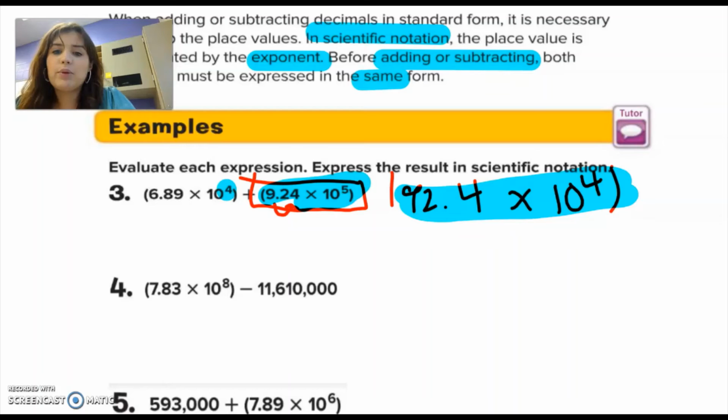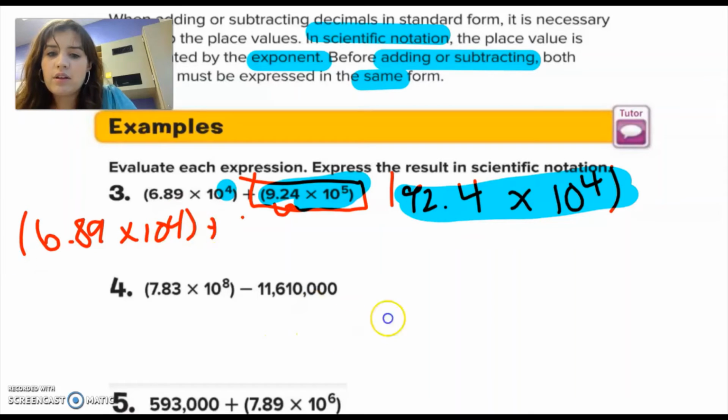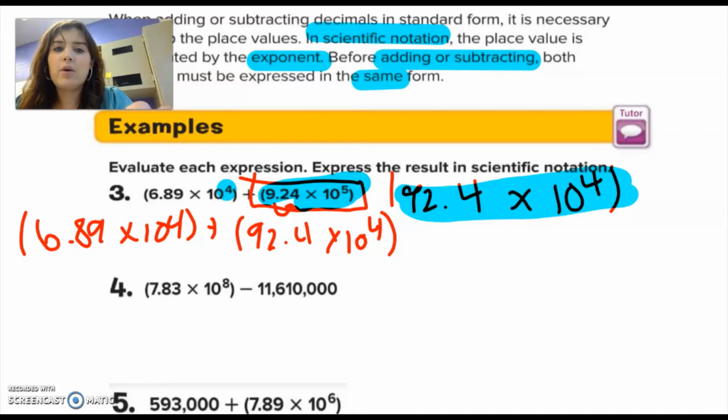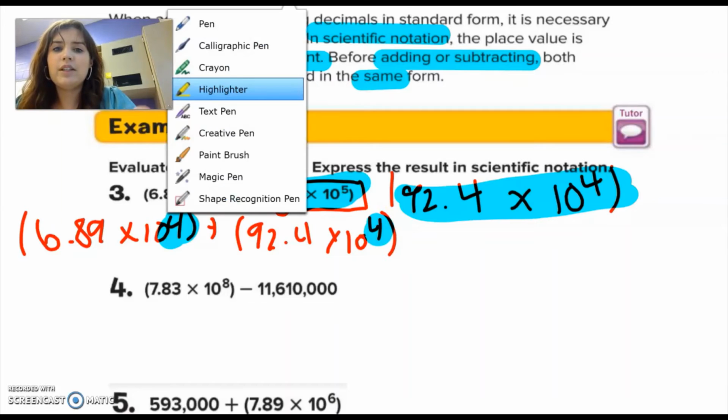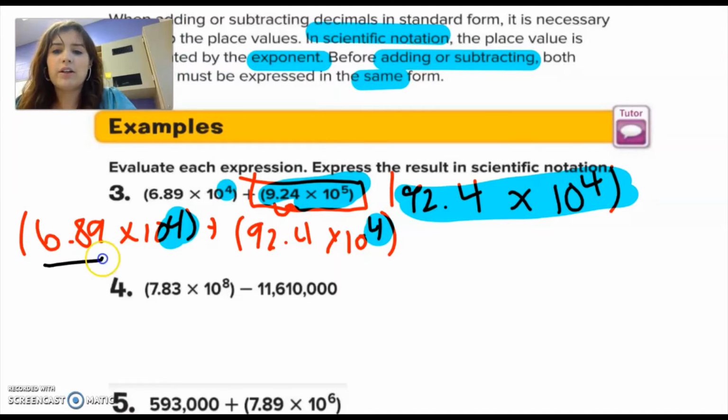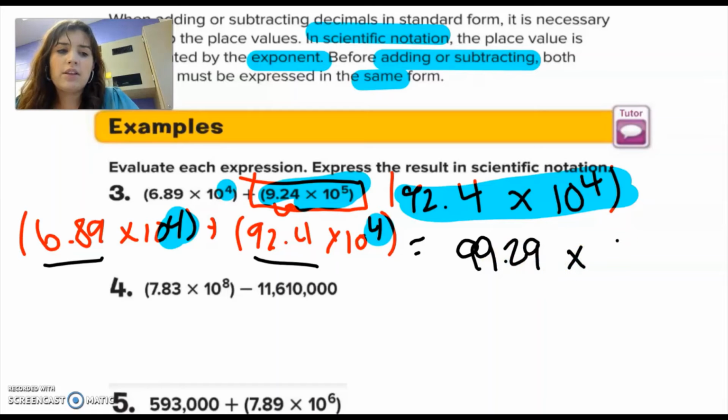But now back to our example. We are going to add 6.89 times 10 to the 4th to 92.4 times 10 to the 4th. Okay, and here we know we can add because we have them both to the 4th power. Our next step is simple. We're going to take our numbers in the front, add them together. We'll get 99.29. And then we'll keep our ending the same. We have 99.29 times 10 to the 4th.